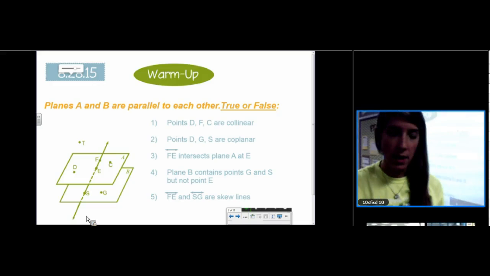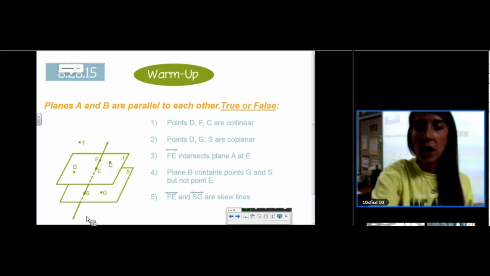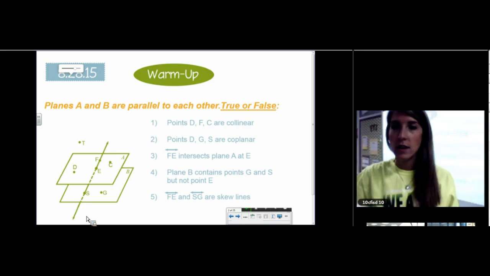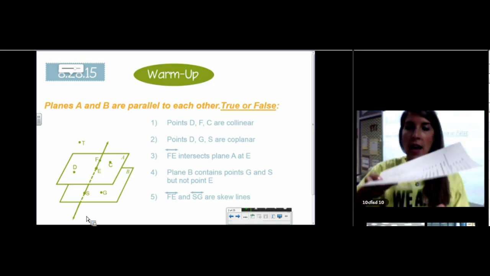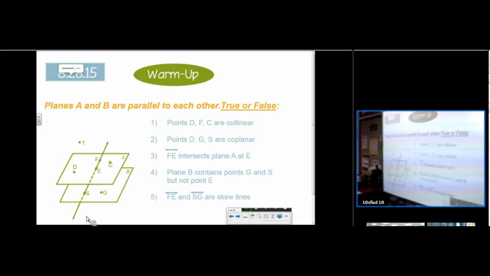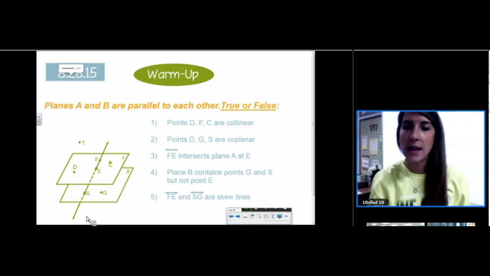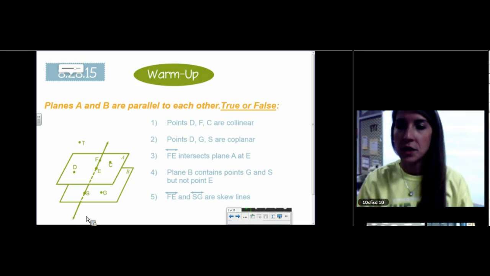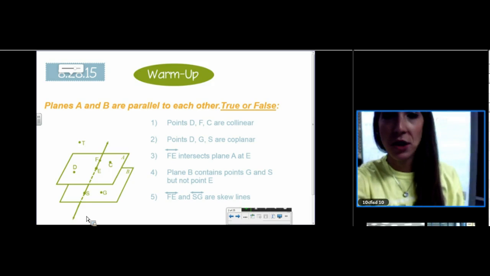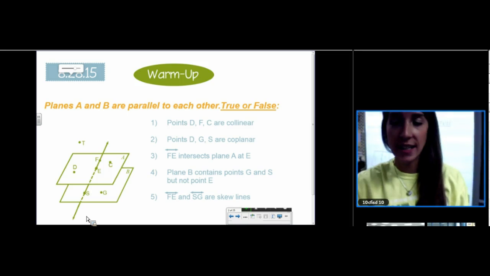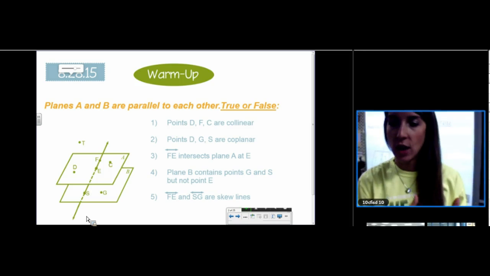So in this warm-up here, we have two planes. Notice that these planes are parallel, A and B, so one is above the other. And then there's a line shooting through plane A, through plane B, and out the bottom, okay? When that line goes from solid to dotted, that means it's piercing through the plane, it's intersecting the plane. All right, so number one, points D, F, and C are collinear.